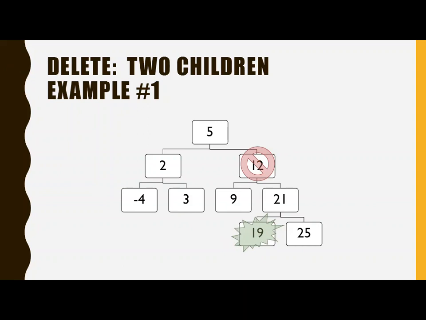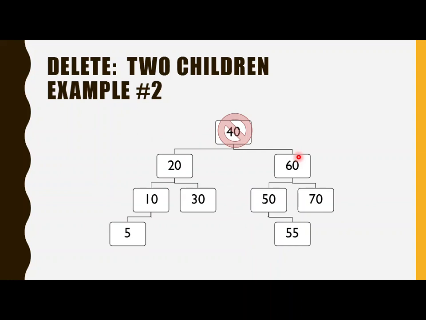Now let's look at another, where we're deleting this. It seems like a more complicated scenario, but it's really not that bad. So what happens here if you are trying to delete 40? Where's your successor? Again, we're going to turn right and then keep turning left and go all the way till we run out of road, and that's 50. Can't go left anymore. So 50 is going to be our successor.